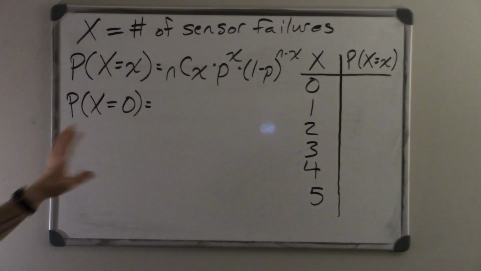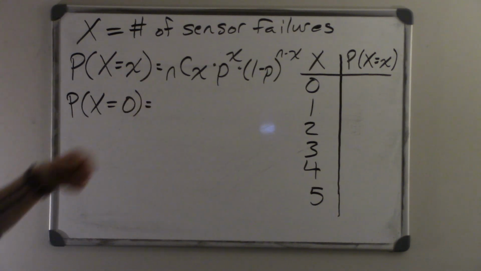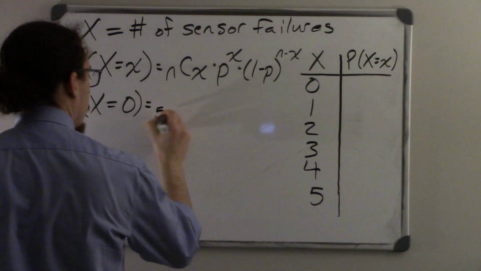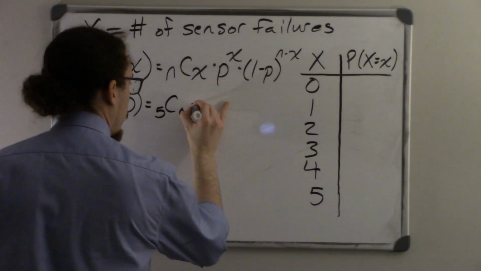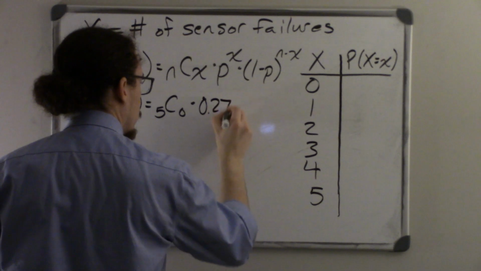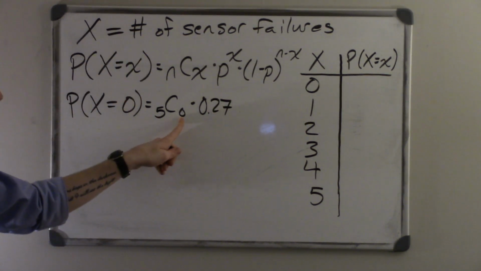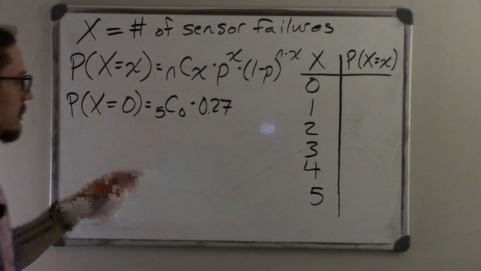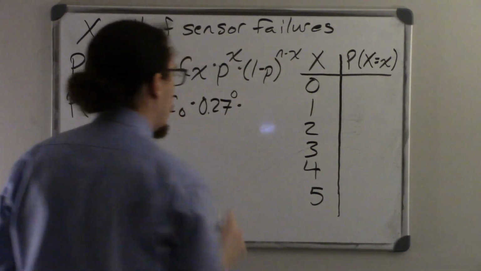At this point, once we have decided which probability we're going to calculate, the rest of it is just filling in. We know that n is 5, so we're going to have 5C0. We're going to multiply that by the probability of a success, which we know is 0.27, raised to the number of successes, or x. Here, x equals 0, so we're going to raise it to the 0th power.